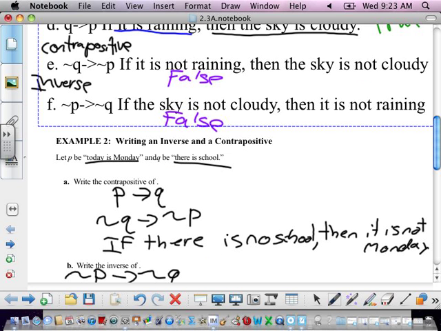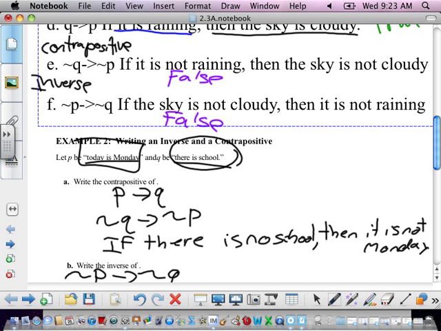Contrapositive is when you flip it. So look, I did it right here. See how P is the hypothesis, Q is the conclusion. I went to not Q, not P. So I flipped it. I took there is school and put if there is not school, and then I put then today is not Monday. So contrapositive is flipping and making it negative.